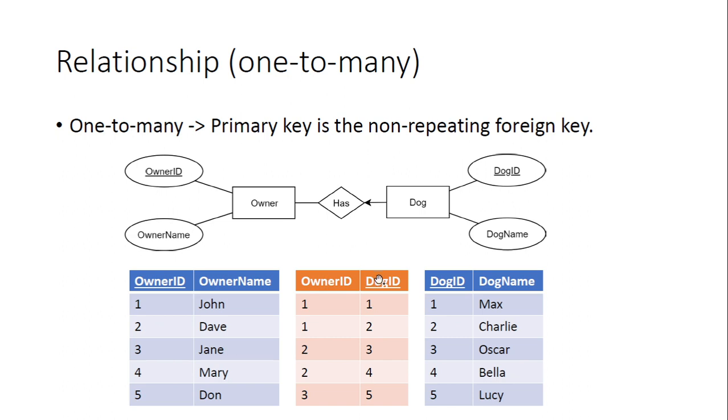So both of these are my foreign keys, but my primary key for this table is dog ID only, because given a dog's ID, I can already know who is the owner. But if I have the owner's ID, then I could have multiple matching dogs, so I'm not able to find a unique row here.